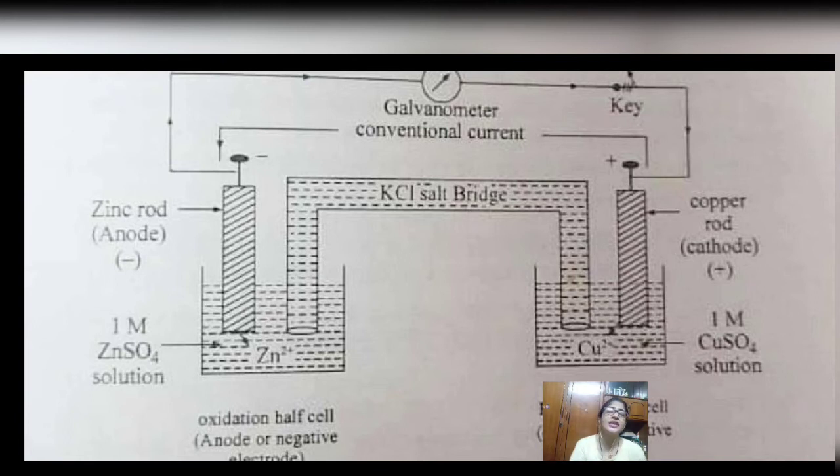And once this KCl or KNO3 or NaNO3, whichever we put inside the salt bridge, is mixed with gelatin or agar-agar, they will remain in the form of ions. That means K+ and Cl-, or K+ and NO3-, and like this.